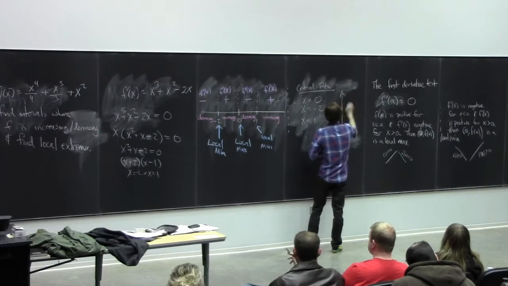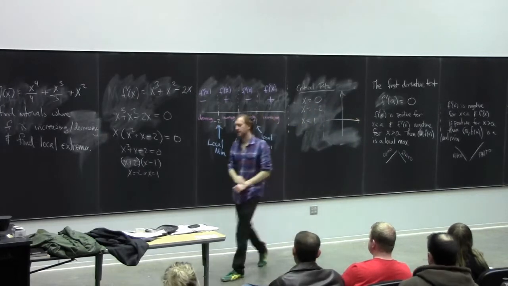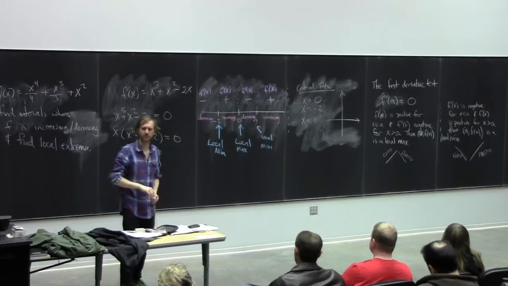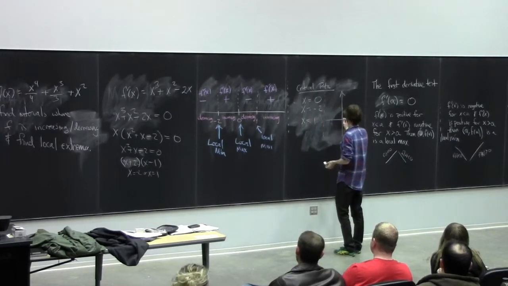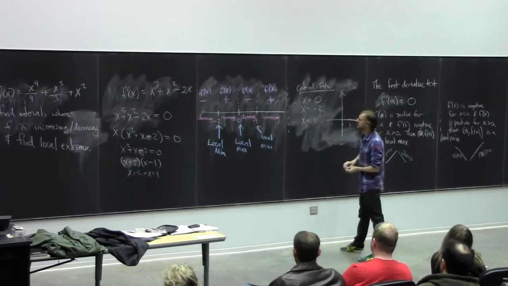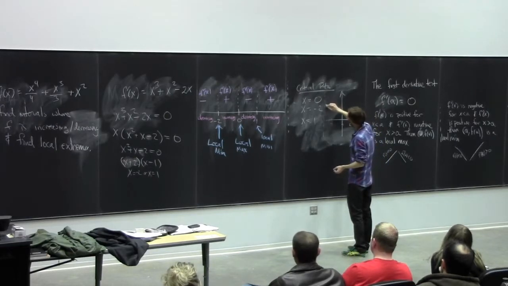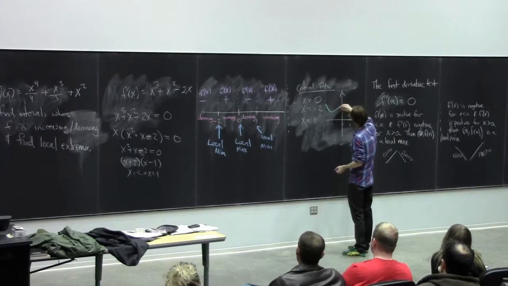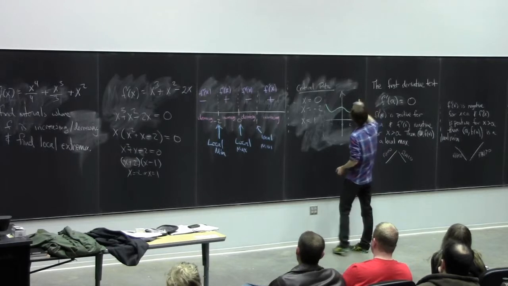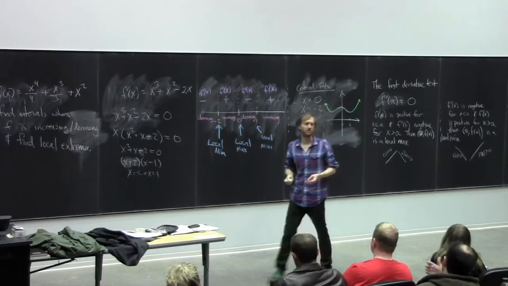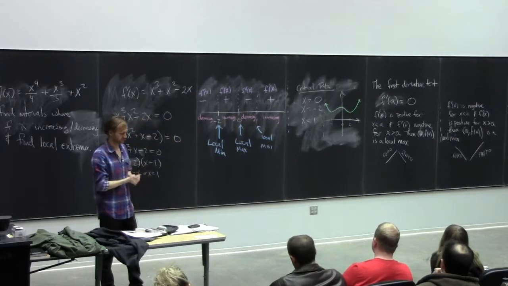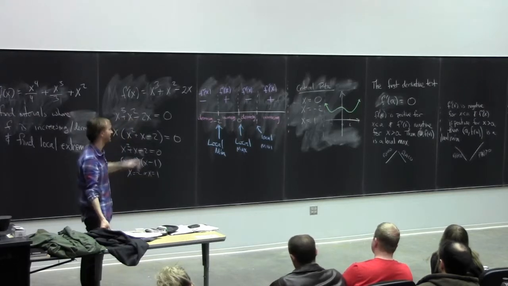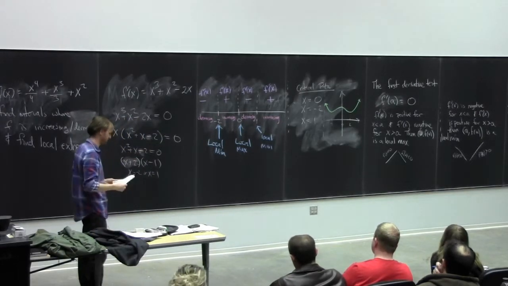And so our function looks something like, I'm not going to make any claim that this is exactly right, but if we were to plot it, it's decreasing, increasing, decreasing, increasing. Our function looks something like that. It actually crosses the x-axis, but that's not a big deal.